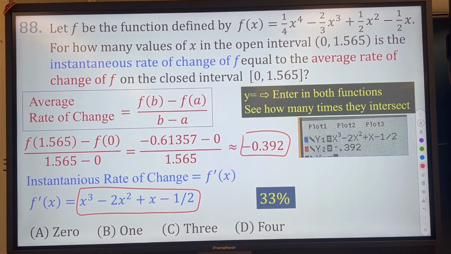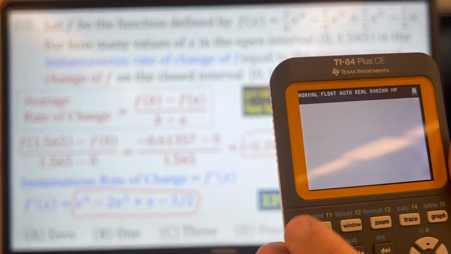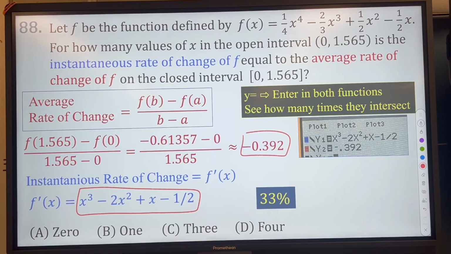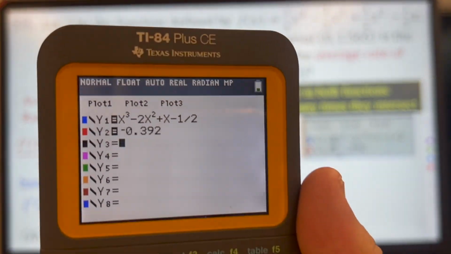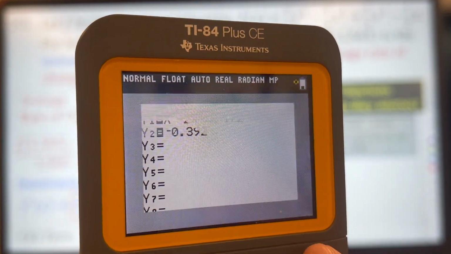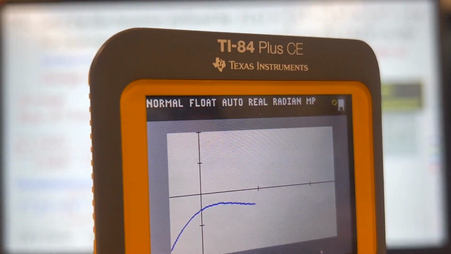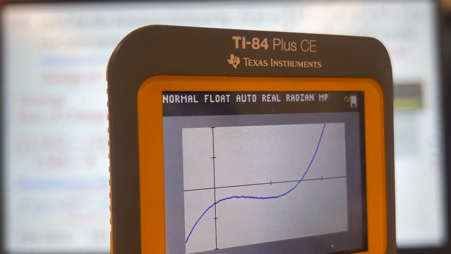I am going to set this equal to this on my calculator. Okay, so on the calculator, once again, here we go. I'm going to set y equal. I'm going to type them both in. I'm going to do it down here just to do it quicker. X cubed minus 2x squared plus x minus 1 divided by 2. Enter, and the second one is negative 0.392. Enter. So this is what you type into your calculator. You're going to hit graph and see how the graph looks. See if I can get a graph here. And it does cross the x-axis there.